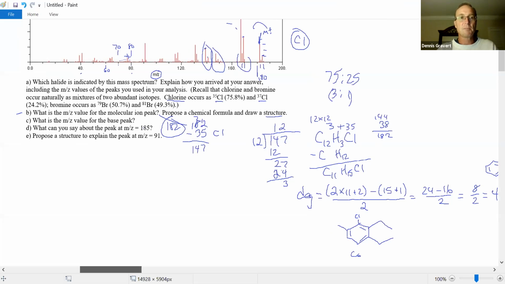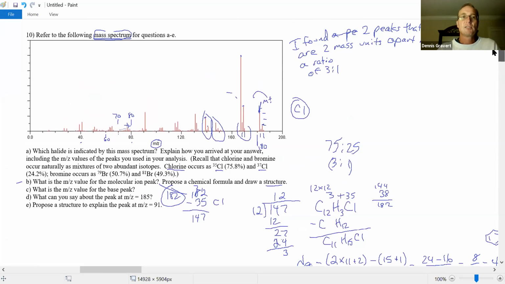Good, that was part B. All right, letter C asks, what is the m/z value for the base peak? So I'm just checking to see if you remember what the base peak is. That's simply your tallest peak. Okay, so they want the m/z value for this peak.